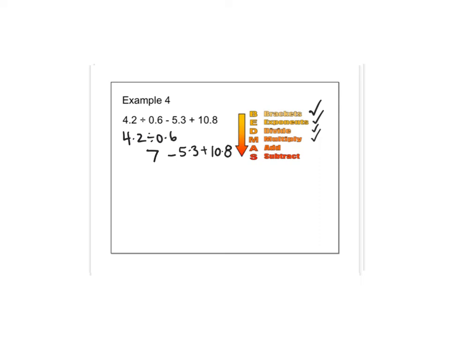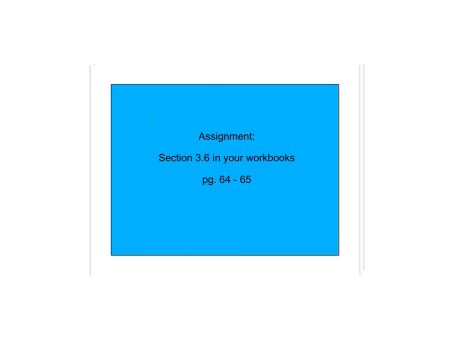And then now we're missing the other part of it, which is 7 minus 5.3 plus 10.8, okay? And so for add and subtract, we can do it in either order. So 7 minus 5.3 equals 1.7, and then 1.7 plus 10.8 equals 12.5.